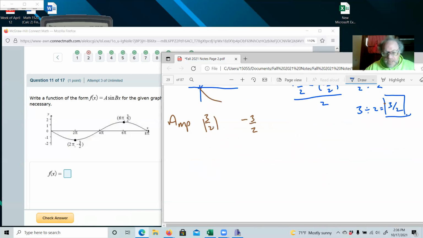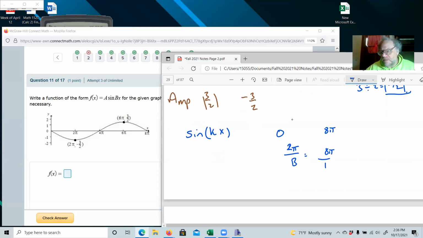So we have the sine of a kx on the inside here. And this length goes from 0 all the way out to 8 pi. Now we could go off and say something like 2 pi over b is equal to the period, which is 8 pi, cross multiply. So we have 2 pi over 8 pi is equal to b. B is equal to 1/4. That's one way to go.